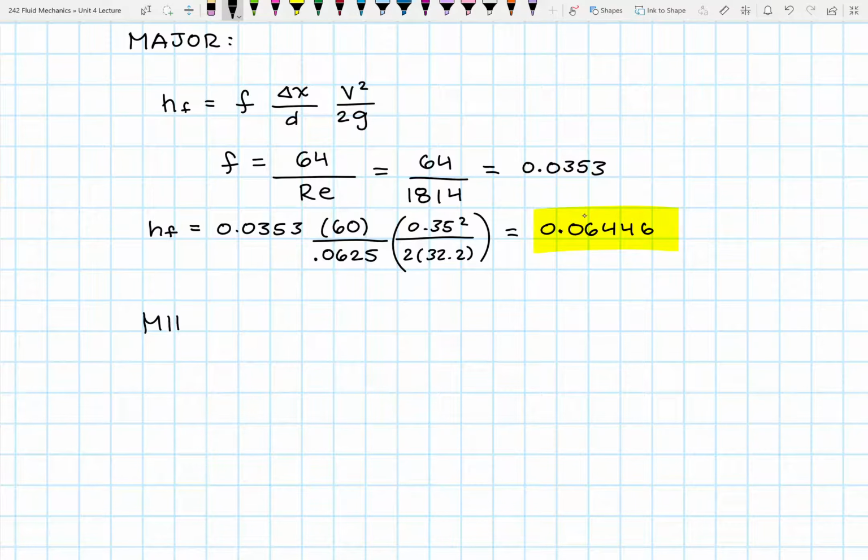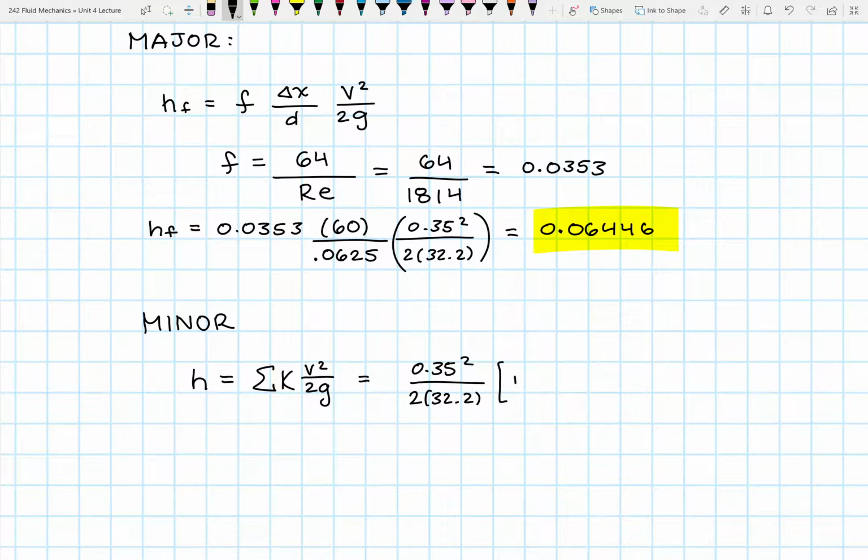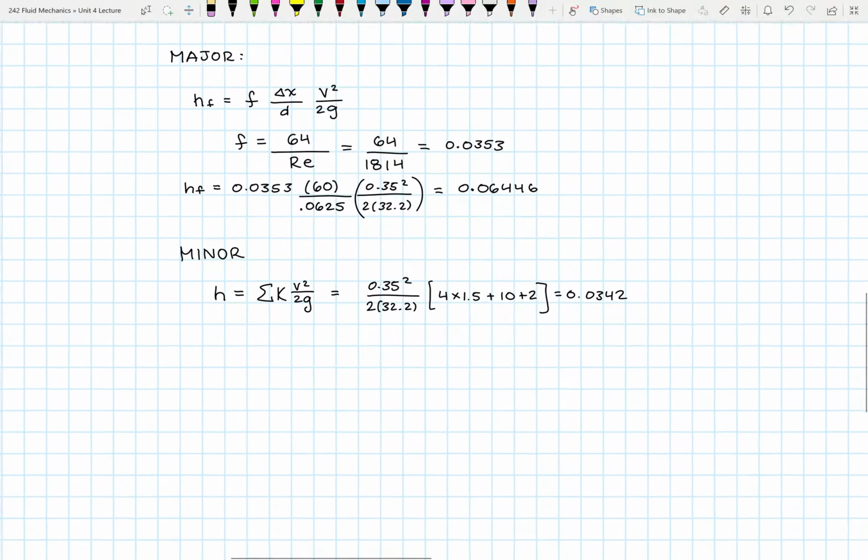Alright, so now let's do our minor losses. So, same equation as before, nothing changes here, except that now we obviously are working with a different velocity. So we have our velocity of 0.35 squared over 2g, and this is the same as it was because our configuration hasn't changed at all. And that comes out to be 0.0342. Alright, so again, pretty small number.